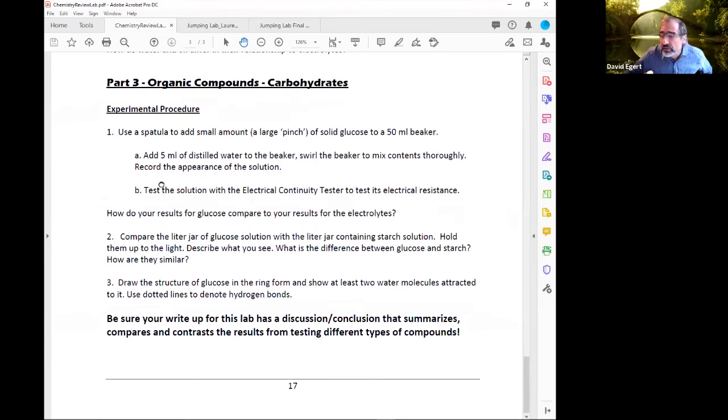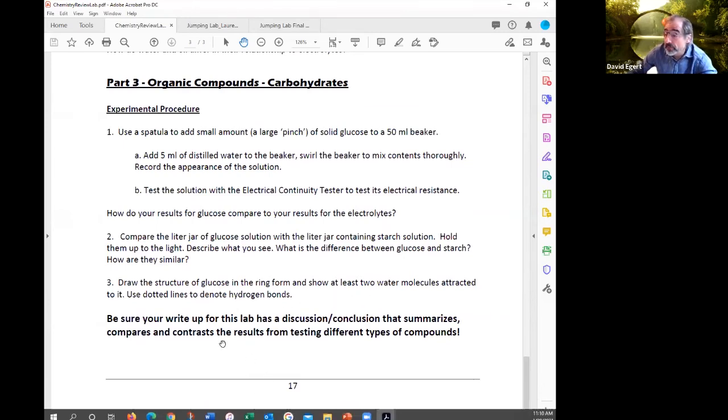And then this last part here, it says compare the jar of glucose solution to the jar containing starch. What do you see? Describe how they look. So again, we're going to do this. You'll see it. And what is the difference? I have to mention this a little bit to you. But you're going to describe this again in your lab notebook, part 3. Describe what you see. This looks like this. This looks like that. It says, draw the structure of glucose in the ring form and show at least 2 water molecules attracted to it.